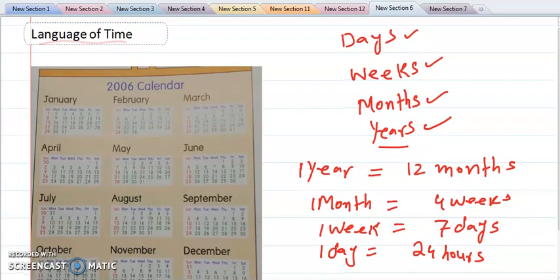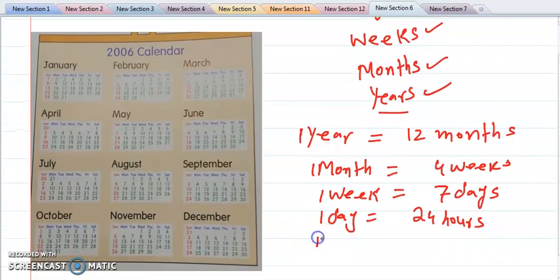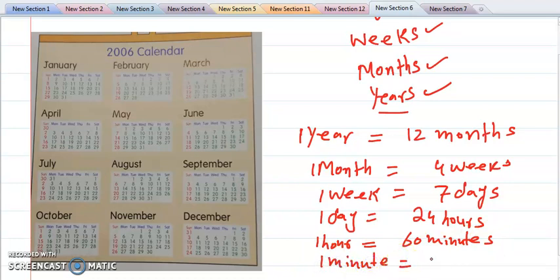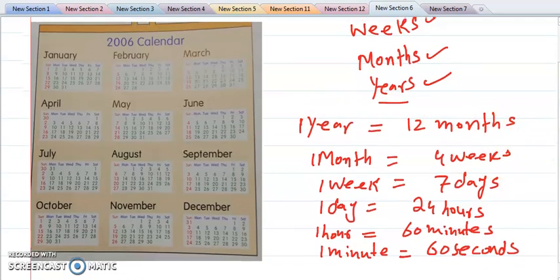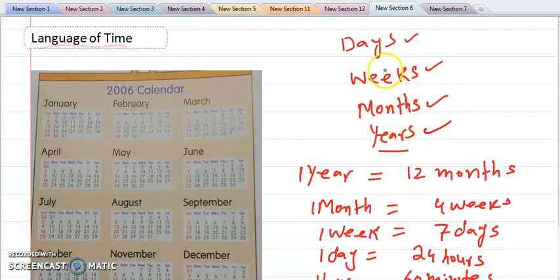We have 24 hours in one day, and in 1 hour we have 60 minutes, and in 1 minute we have 60 seconds. So these are some vocabulary words and how they are linked with each other. You can see on your screen. These are all the vocabulary words used for the language of the time. Year, month, weeks, days. These are all the vocabulary words for the time.